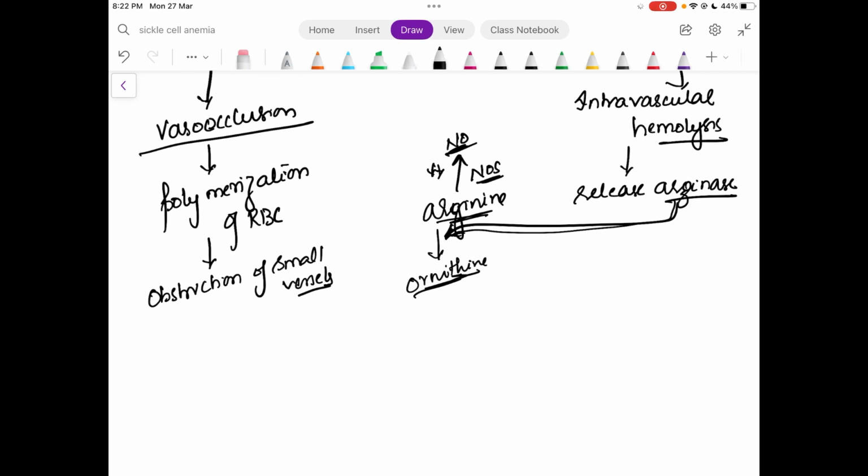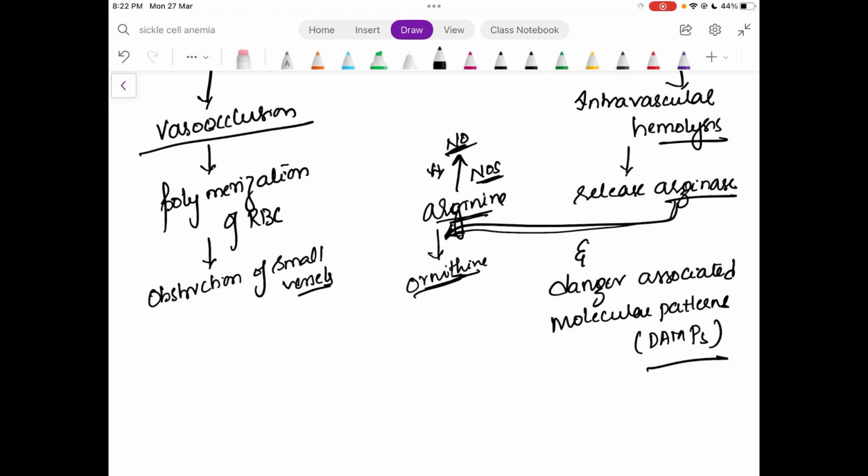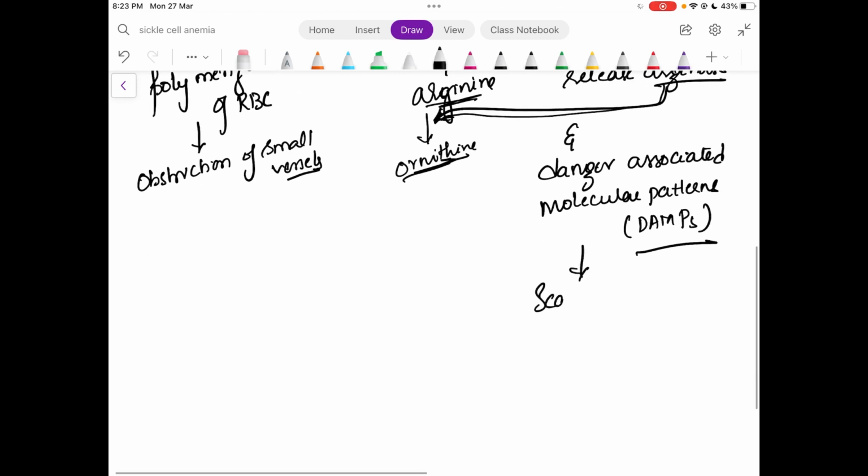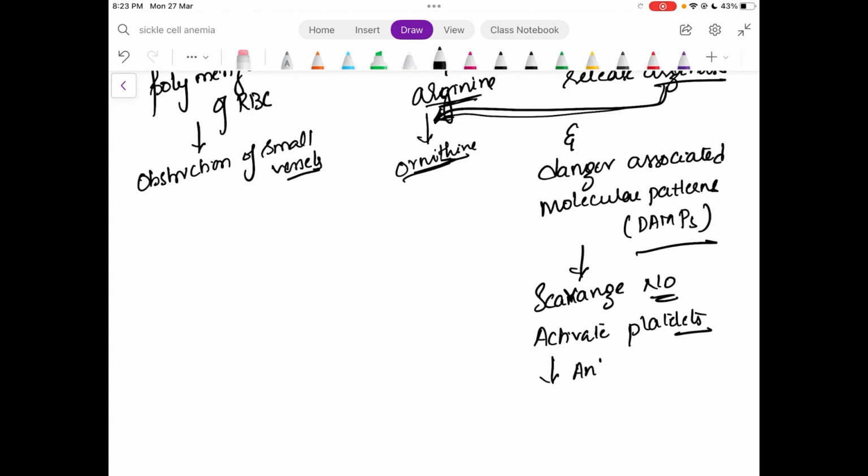Other compounds which are released with the hemolysis are called danger associated molecular patterns, collectively called DAMPs. They will scavenge nitric oxide, they will activate platelets, and they decrease antioxidant activity.